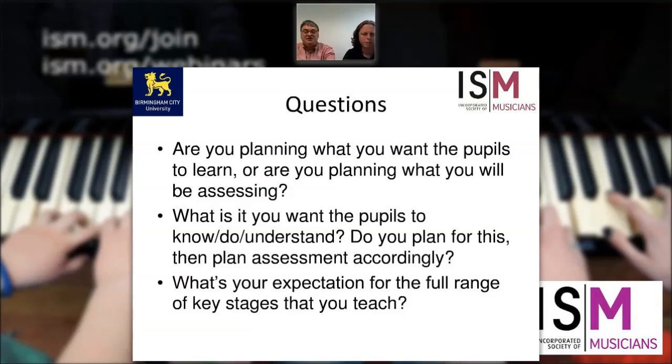Some other bullets here. What is it you want the pupils to know, do, and understand? Have you delineated that? Have you actually put that as a statement? So, do you plan for this and then plan assessment accordingly? Have you thought about what it is that is going on?